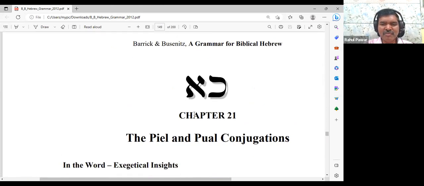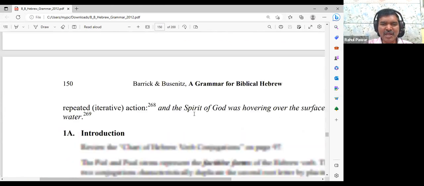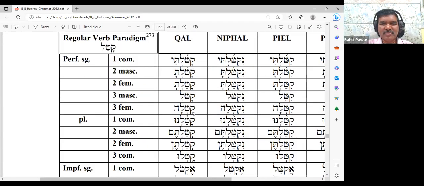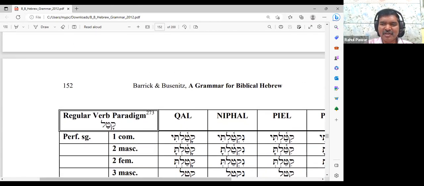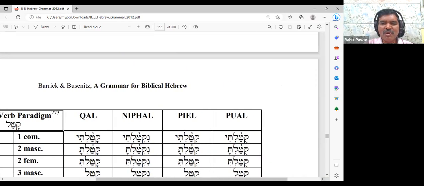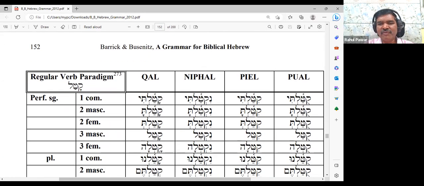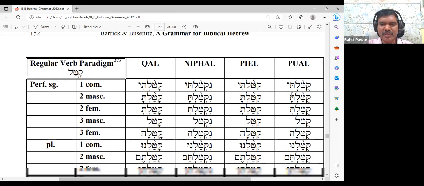For example, now if I see Piel and Pual, see here. No need to remember all this paradigm. You need to remember only one Qal form. In the perfect, you will find Nun with Hirek for Nifal. For Piel, you will find the first root letter with Hirek. And in Pual, you will find Kibbutz everywhere for the perfect.